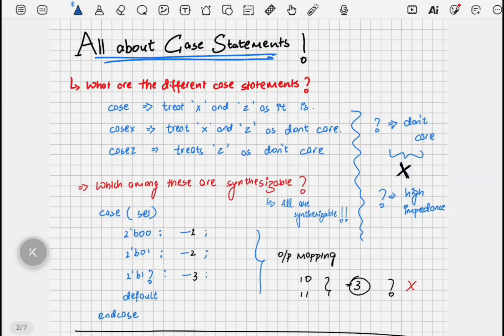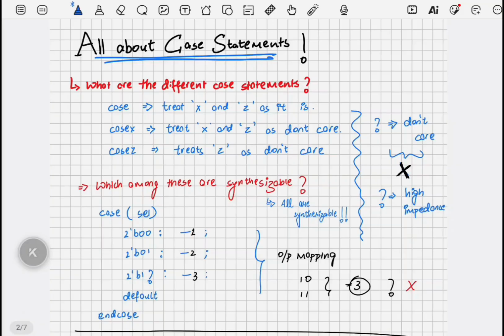So the first thing I want to clear out is if you encounter a question mark, or if you're adding a question mark in the RTL, that doesn't mean don't care value. This means high impedance. As basic designers, you should know the difference between don't care value and high impedance value. If you are able to differentiate between them, good. Otherwise I'll try to clear the doubt out with the difference between don't care and high impedance.